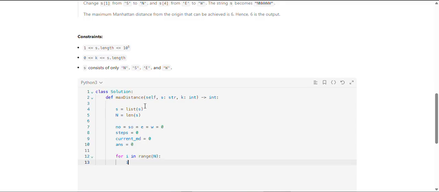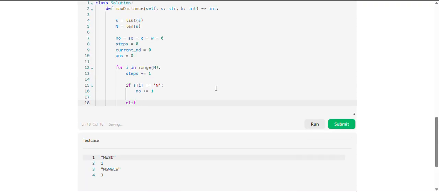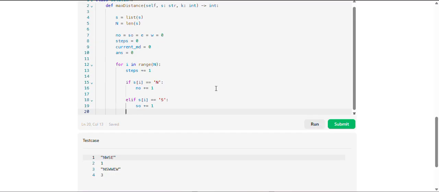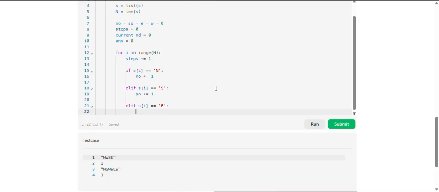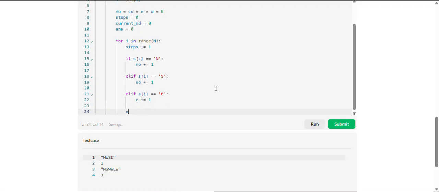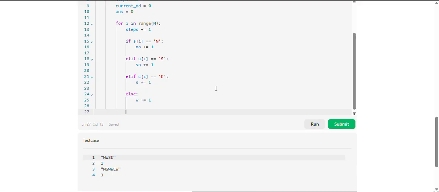Okay, and increment my steps by 1. And if S of I is n, then my north increases by 1. If S of I is south, then my south increases by 1. If S of I is east, then my east increases by 1. Otherwise, my west increases by 1, because these are the 4 letters that can be present in the string. There cannot be another letter present.